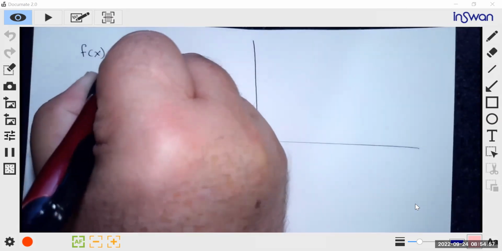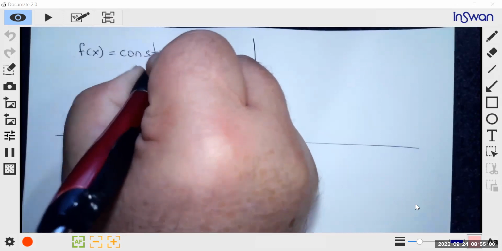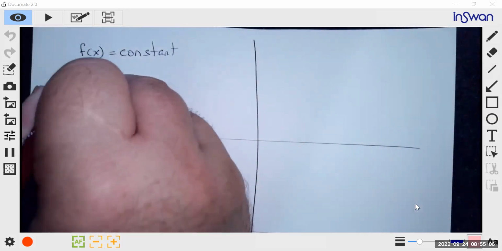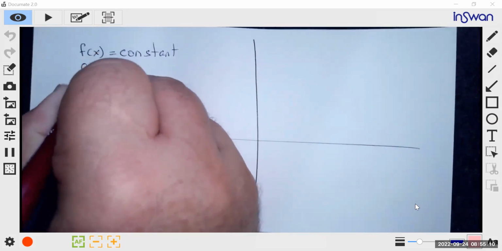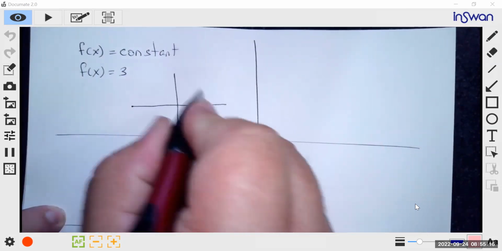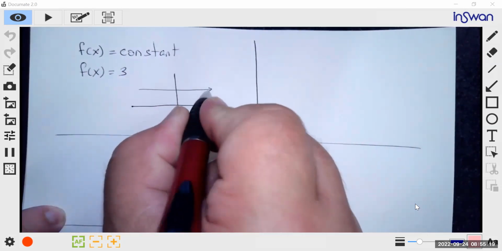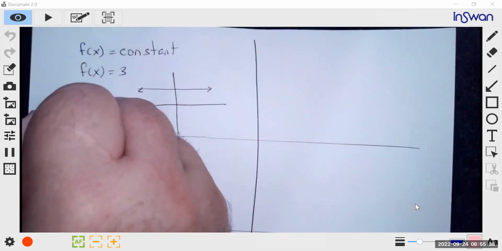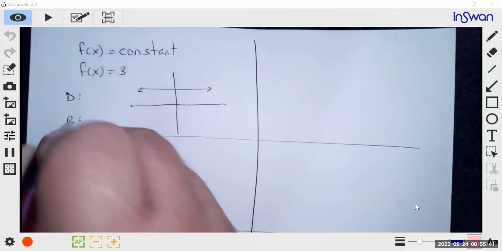The first function is called a constant function. For example, f of x equals 3. It's a constant, it doesn't change. So that graph will be a horizontal line. The domain has to do with the x-axis and the range with the y-axis.